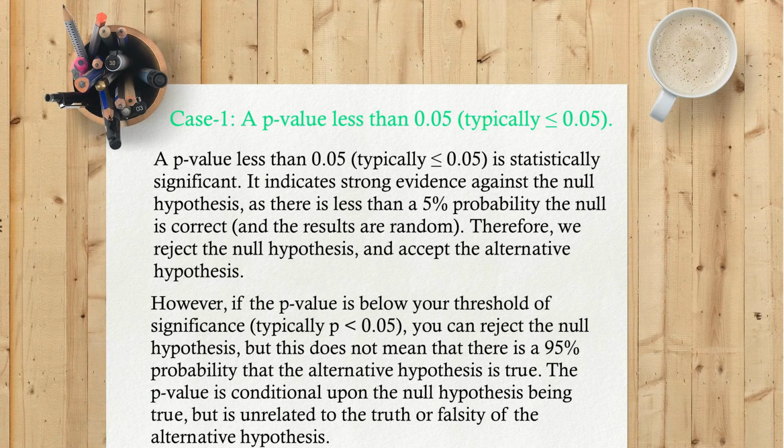However, if the p-value is below your threshold of significance, typically p less than 0.05, you can reject the null hypothesis, but this does not mean that there is a 95% probability that the alternative hypothesis is true. The p-value is conditional upon the null hypothesis being true, but is unrelated to the truth or falsity of the alternative hypothesis.